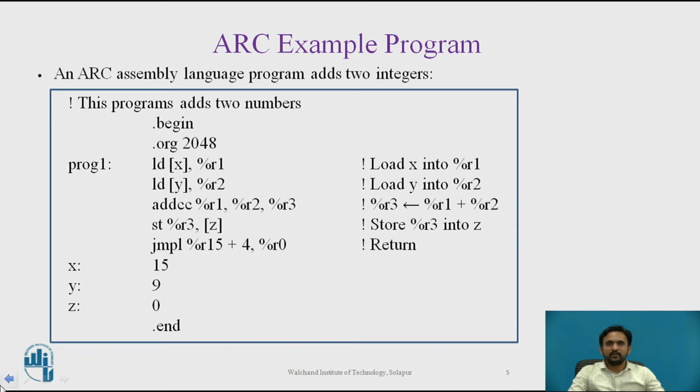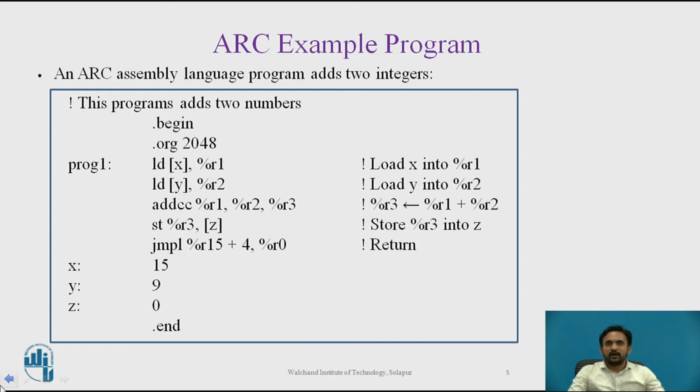First program, here we are writing an ARC assembly language program that adds two integers, 15 and 9. One possible coding is shown in this particular program. The program begins and ends with the .begin and .end pair. The .org pseudo op instructs the assembler to begin assembling so that the assembled code is loaded into memory starting at location 2048. The operands 15 and 9 are stored in the variables x and y respectively.